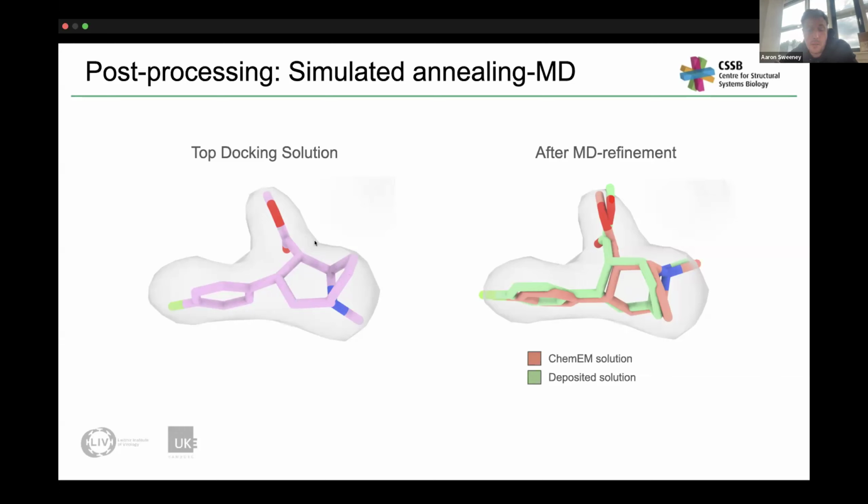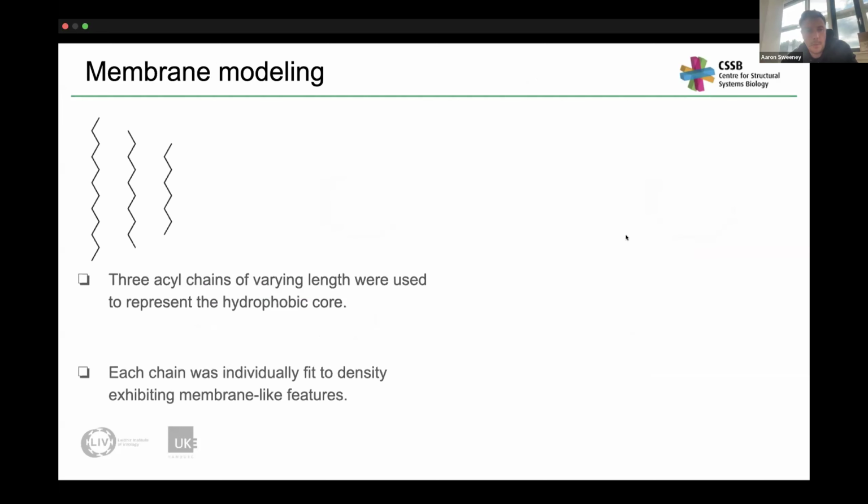So there are two ways you can get around this. The first is you can give it an SDF file that has the correct conformation, but more often than not, you may not know this. So then you can run the MD refinements, and as you can see, it fixed up the conformation of this ring system. And this is the final solution, the ChemEM solution in terracotta next to the deposited solution in green. And it looked pretty good, I thought.